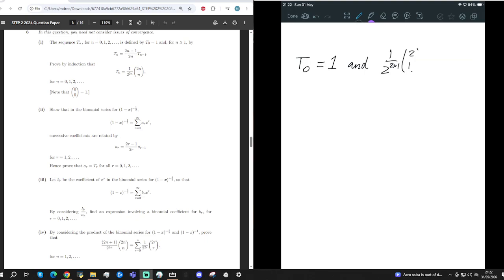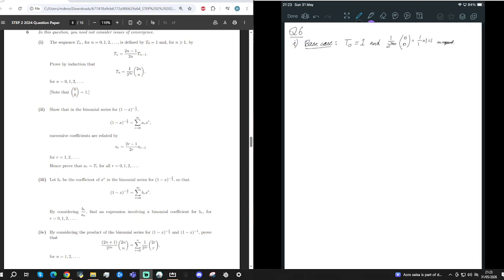And then, so I am subbing in 0. Not subbing in 1 straight away. I fell into the trap of the base case being 1. So we have 1 over 2 to the power of 0. It's just 1 over 1. And the binomial coefficient 0 choose 0 is just 1, so 1 equals 1 as required. So the base case is sorted.